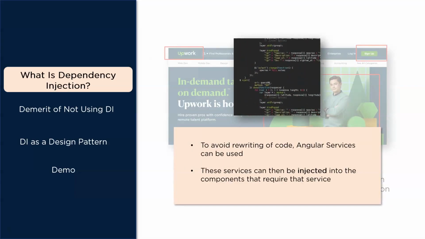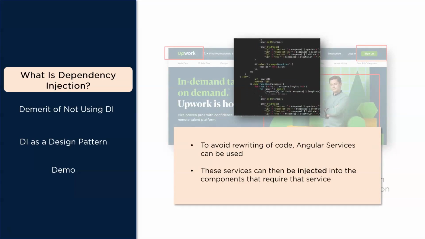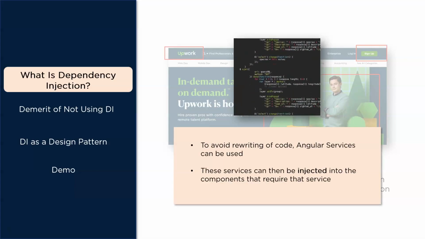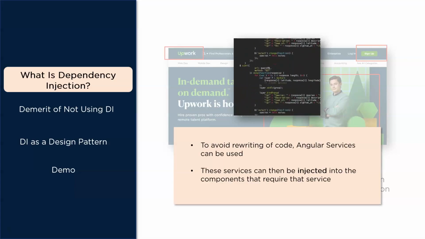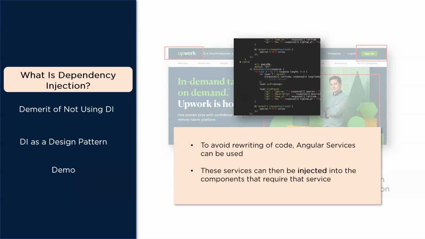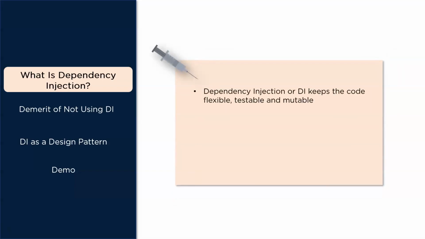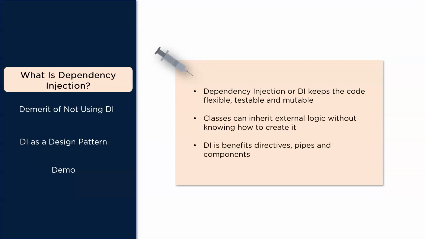Now, to give you a better example, consider two classes A and B. Now, let's assume that A uses the objects of class B, and normally in object-oriented programming, an instance of class B is created so that A can access its objects. But using dependency injection, we move the creation and binding of dependent objects outside of the class that depends on them. So dependency injection or DI keeps the code more flexible, testable, and mutable. Also, classes can inherit external logic without having to create it on their own. And lastly, DI benefits directives, pipes, and components.